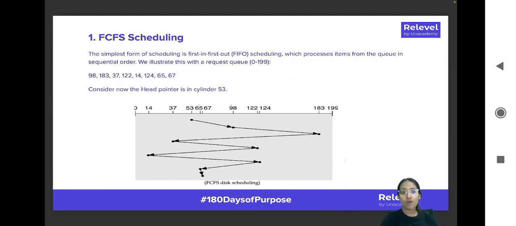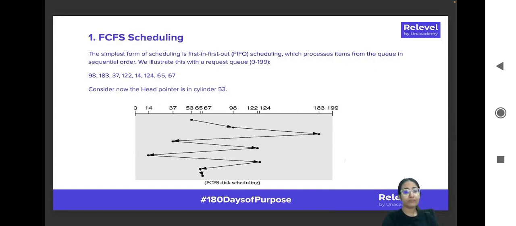So the simplest form of scheduling is first in, first out. Where the requests are processed from the queue in sequential order. That means whichever request is coming first, that request is getting processed first, and it does not depend on how much time it is taking to actually go to that sector or track. So it is the simplest form of scheduling, where requests are processed in the order they arrive in the disk queue.